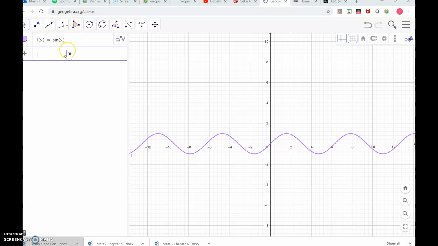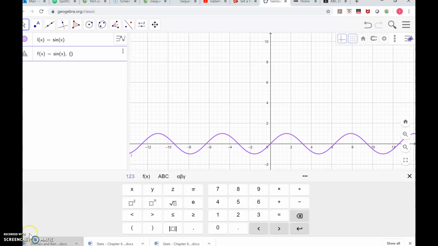So this is sine of x. Now I'm going to type this in again. Say f of x equals sine of x. But now I'm going to put in some requirements for this function. And I hope this is going to work because I can never quite remember what the notation has to be. So I'm going to say x is going to be bigger than -4, and we'll say equal to and less than 2.